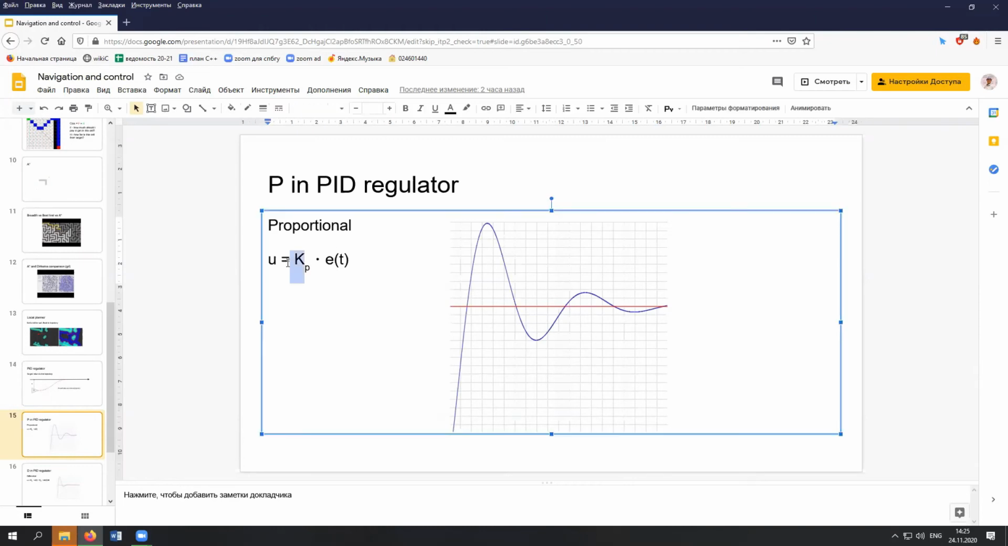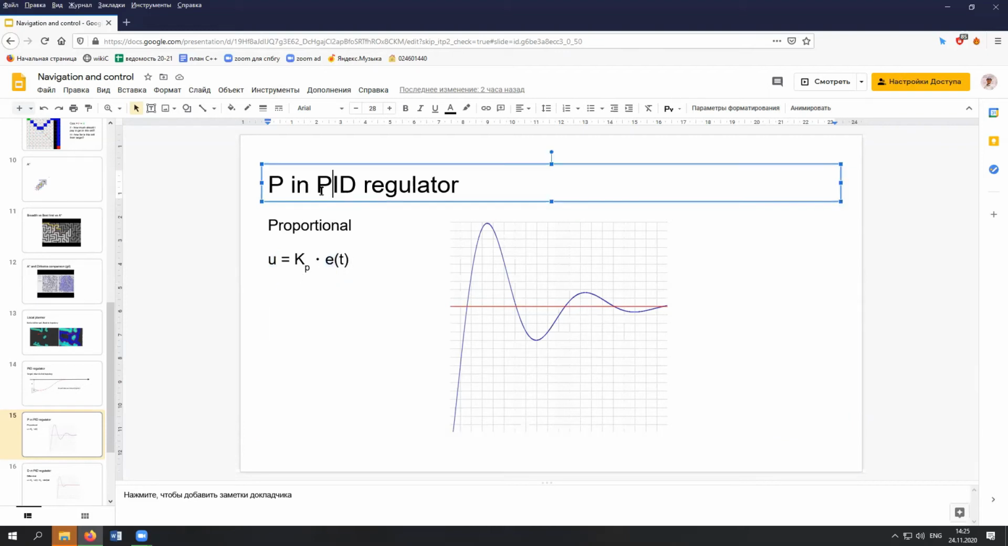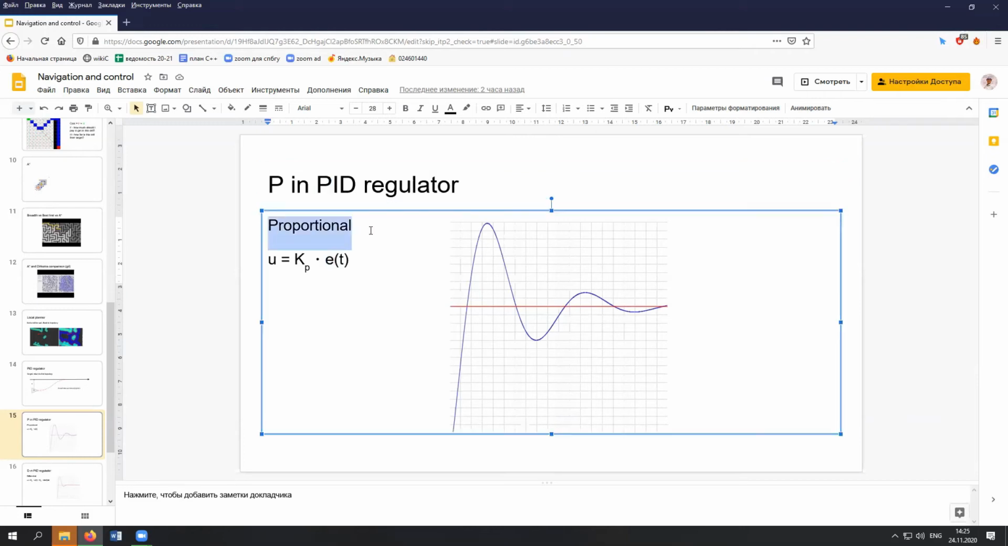We also can keep some kind of coefficient for this linear function. We have the error at every moment of time. This is a function that depends on time, and we just multiply it by some coefficient, maybe equal to 1, maybe not, it doesn't matter, some proportional coefficient. And our influence on the moving is just proportional to our error, and this is P in PID regulator, proportional.